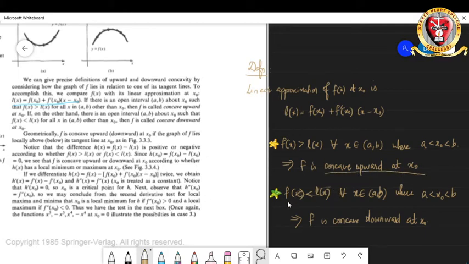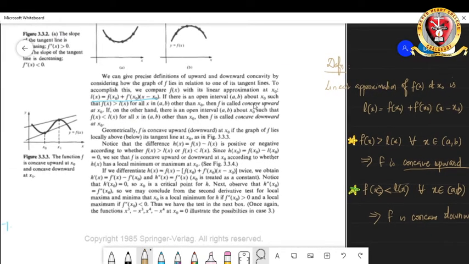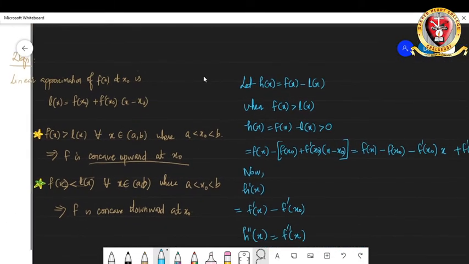Similarly, when f of x is strictly less than L of x for every point inside an open interval AB, where AB contains this x naught, then we say that f of x is concave downward at x naught. So that is an important definition you get from this paragraph. You can read the same from this paragraph. That's what we have written here. Some more information from the next paragraph.